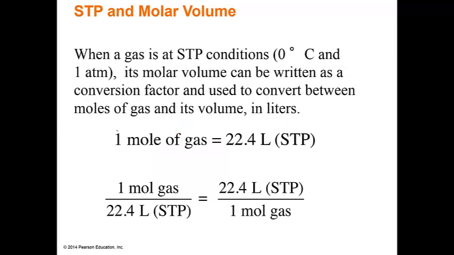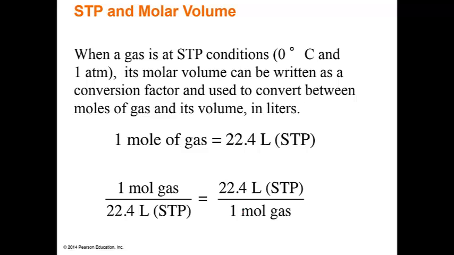So when a gas is at STP conditions, remember, 0 degrees C, 1 atmosphere, its molar volume can be written as a conversion factor and used to convert between moles of gas and its volume in liters. 1 mole of gas equals 22.4 liters. These are constants. And it shows the relationship here: 1 mole over 22.4 liters is equal to 22.4 liters over 1 mole.